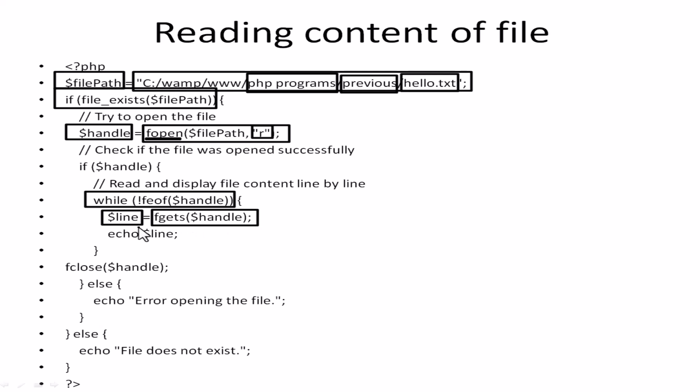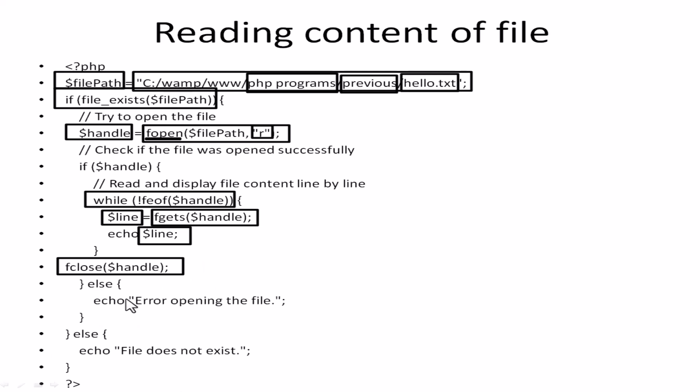So now echo line is going to print whatever text content is inside the file. Line is having that particular content. So finally you need to close the operation with fclose handle. The handle is having this particular path, which was opened by fopen. So by that you are going to close the file operation.